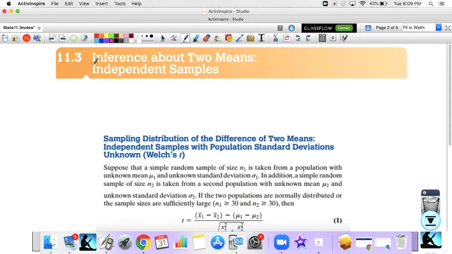All right, so let's get talking about 11.3. So here we're going to be looking at 2 means, and our samples are going to be independent. So an example of this could be, maybe we're looking at some sort of medicine.